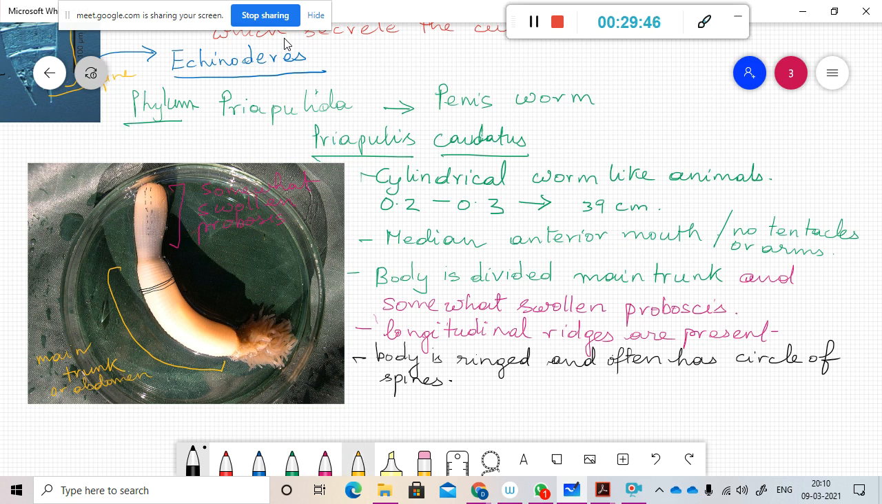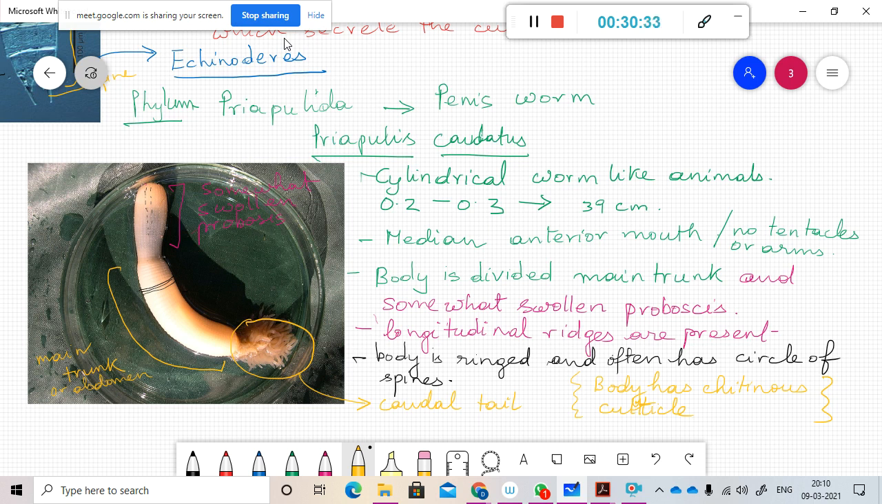Some species like this one have a caudal tail. So the body has a chitinous cuticle that is shed as the animal grows. So these are the priapulids.